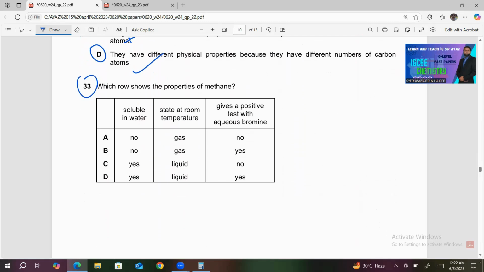33. Which row shows the properties of methane? Is it soluble in water? No, it's not soluble in water. So either A is correct or B is correct. C and D is incorrect. What about the state at room temperature? It exists as gas at room temperature. So both A and B are correct in this.